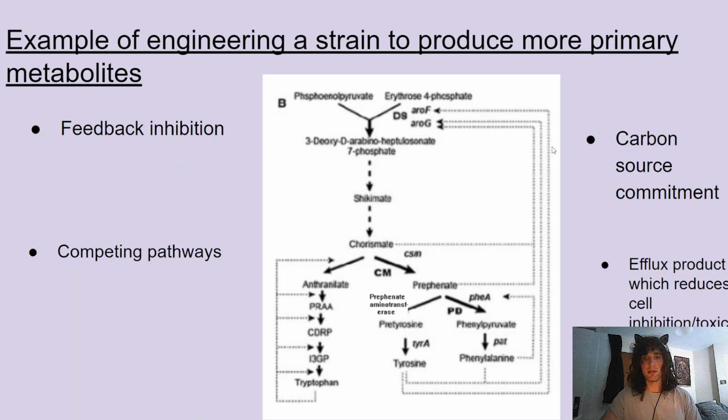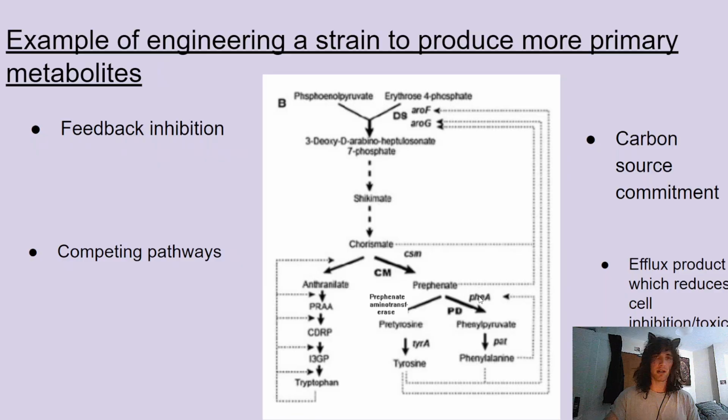Anyways, here's an example of what we can do. In this example, we want phenylalanine to be produced, but here we have some feedback inhibition where Phe inhibits this enzyme.